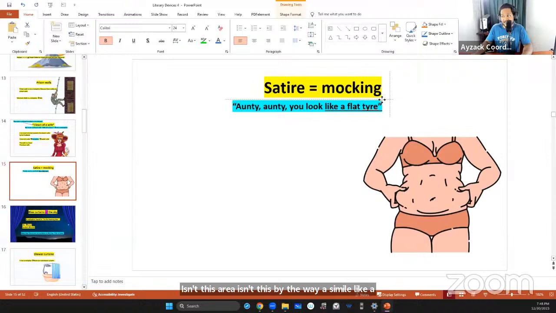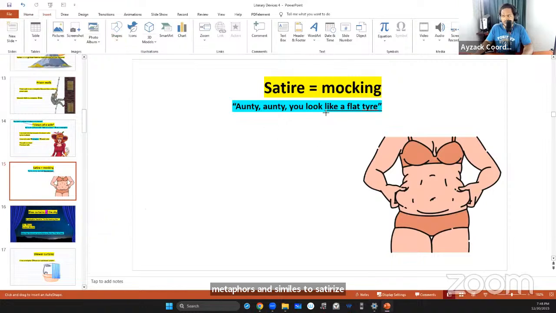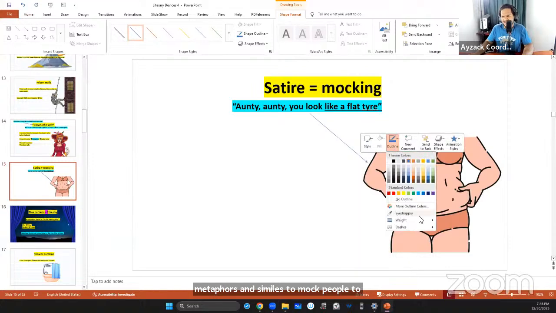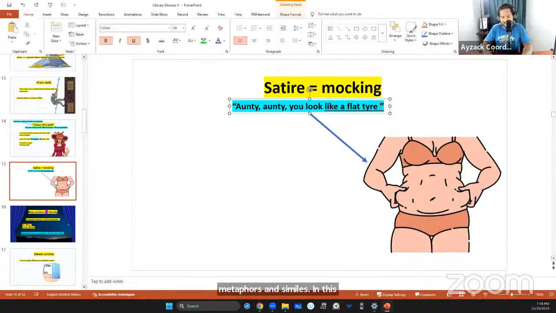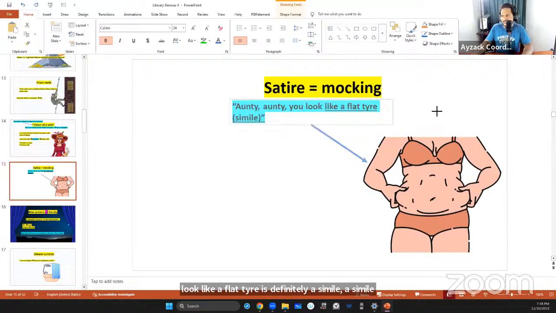So you can use metaphors and similes to satirize people. You can use metaphors and similes to mock people, to criticize people, to point out the mistakes of people. That is called satire. If you forget the word satire, remember, auntie, you look like a flat tire. However, to satirize people, we need techniques like metaphors and similes. In this case, it's a simile, right? Look like a flat tire is definitely a simile. A simile is very similar to metaphors, but there is a catch. I'll explain that to you guys very quickly.